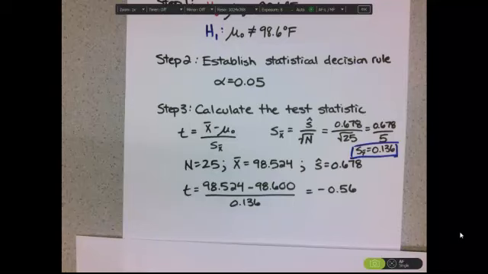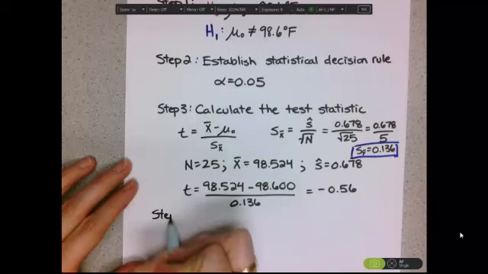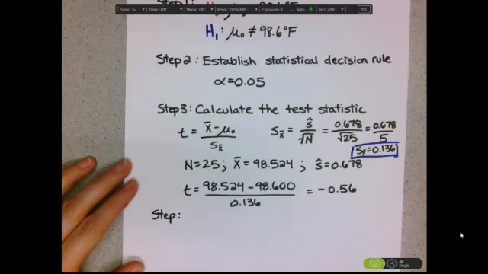Now our value of t is not equal to 0, but is it significantly different from 0 enough to reject our null hypothesis? The fourth step is to compare the test statistic with the decision rule and draw a statistical conclusion about our null hypothesis. So step 4 is that we need to compare our test statistic with the decision rule and draw a statistical conclusion about our null hypothesis.